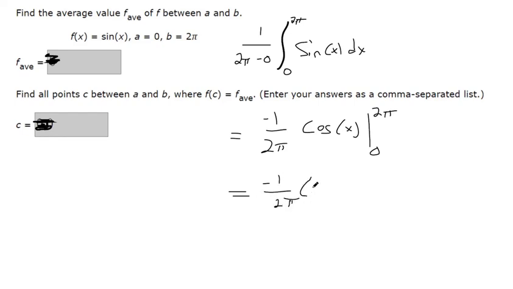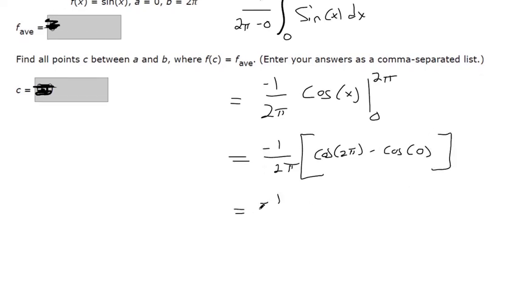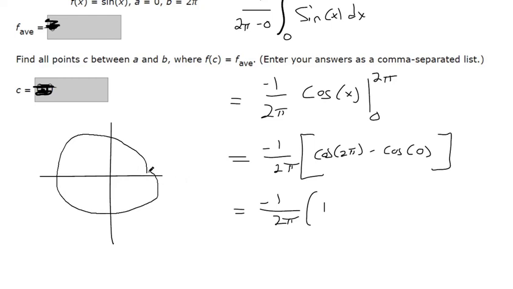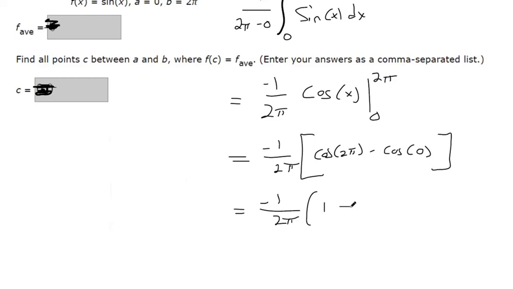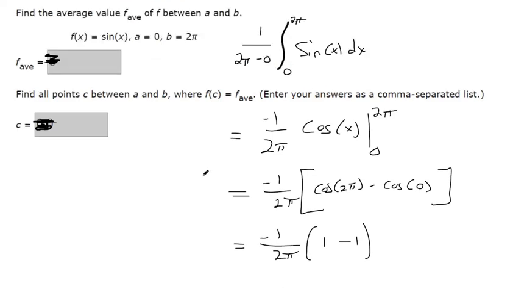you plug in 2 pi and subtract what happens when you plug in 0. So cosine of 2 pi, that's 1, because cosine is the x-coordinates in the unit circle. So 2 pi lands us right here at 1 comma 0. And then same thing here, this is also 1. So we get 0. So the average value on this interval is 0.